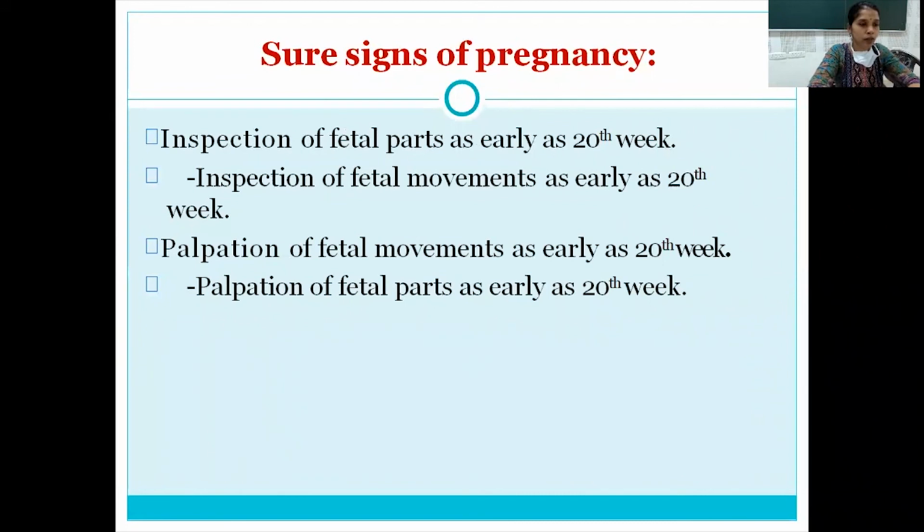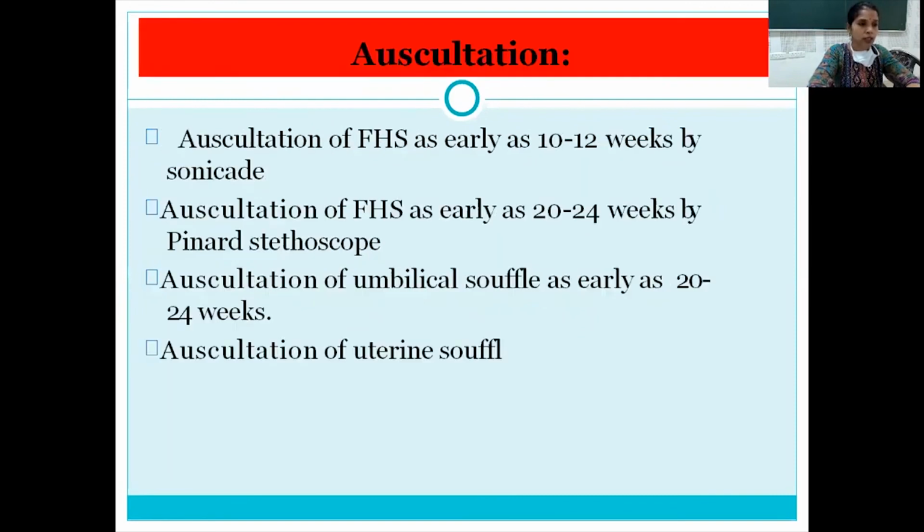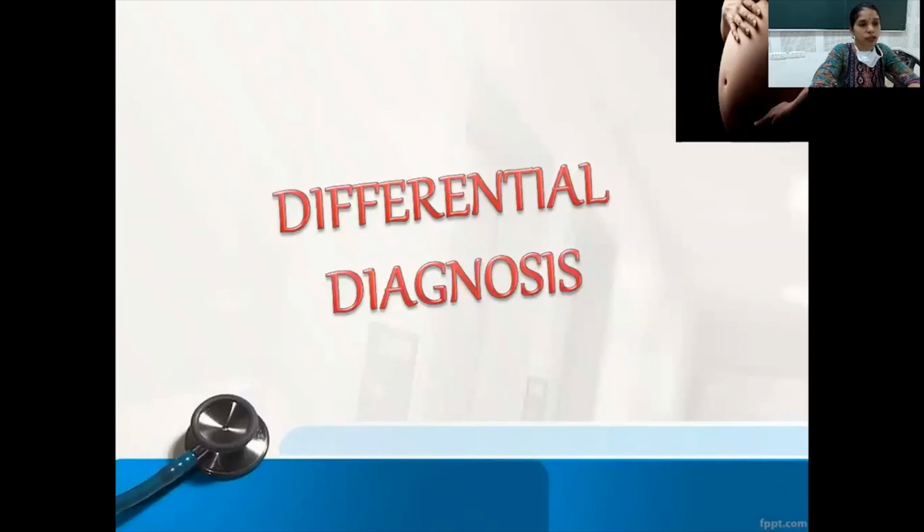And inspection of fetal parts, means each and every organ, by 12 weeks. Inspection of fetal movement as early as the 20th week. Palpation of fetal movements as early as the 20th week. Palpation of fetal parts as early as the 20th week. These are the sure signs of pregnancy. Auscultation of the fetal heart as early as 10 to 12 weeks by sonicate. Auscultation of the fetal heart as early as 20 to 24 weeks by Pinard stethoscope. Auscultation of umbilical souffle as early as 20 to 24 weeks. Auscultation of uterine souffle.